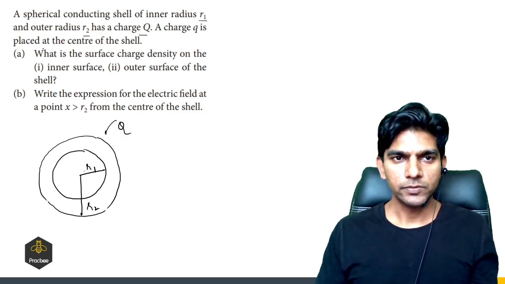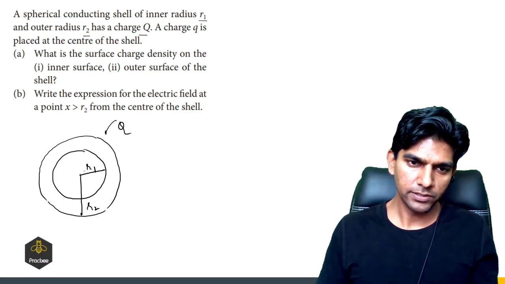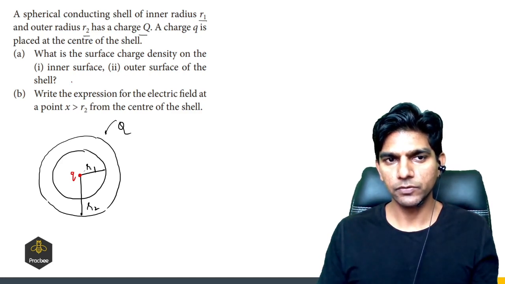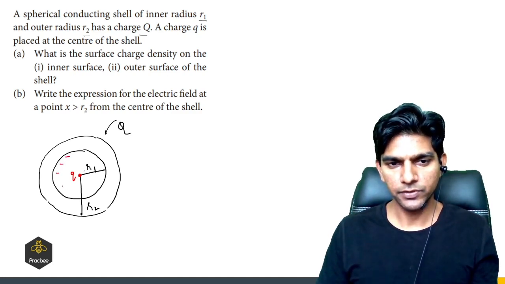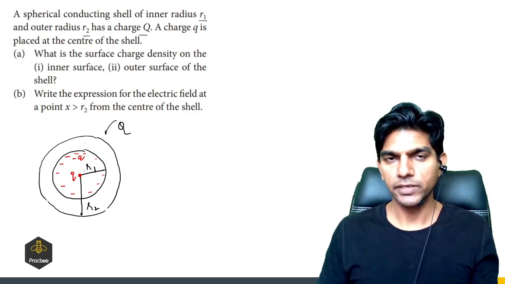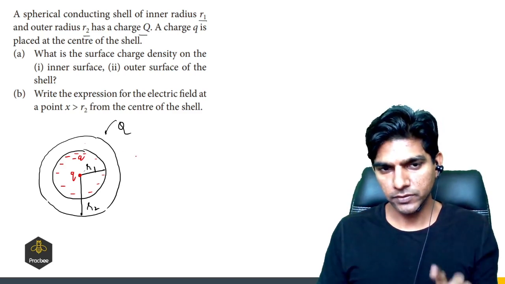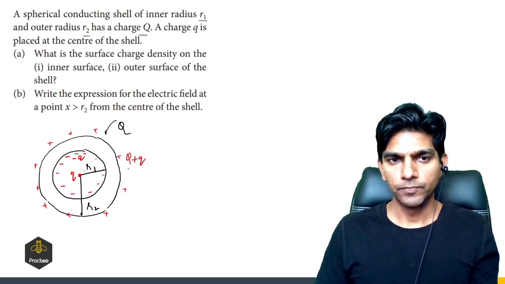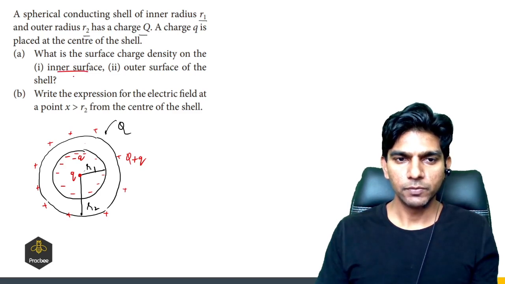A charge small q is placed at the center. So we have placed a charge small q at the center. What is the surface charge density on the inner surface and the outer surface of the shell? So we know that on the inner surface the charge will be minus q, because by Gauss law the field inside the conductor is 0. So it has to be negative q. If it is negative q and the charge on the outer shell is conserved, on the outer surface the charge will be capital Q plus small q, right? So inner surface it will be minus q, and the outer surface it is capital Q plus small q.